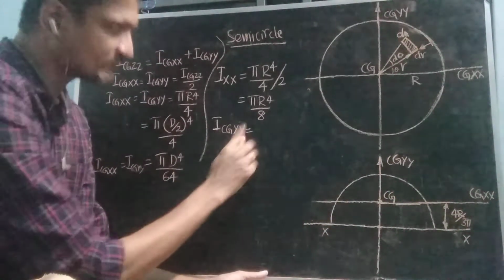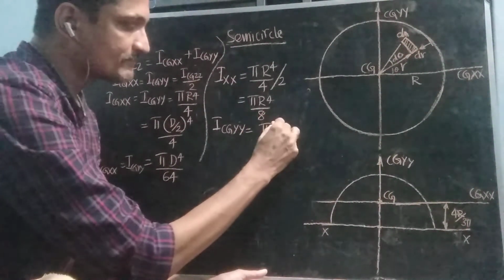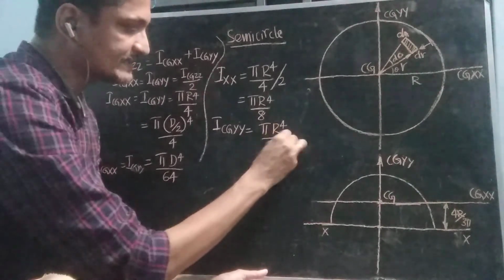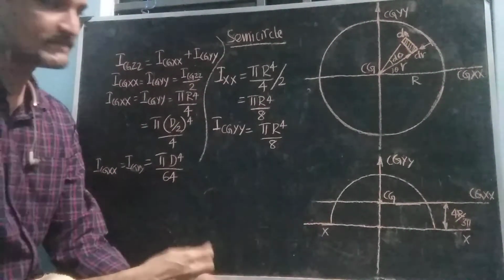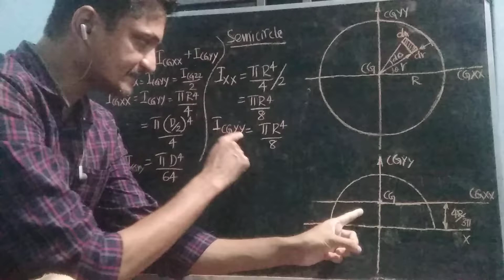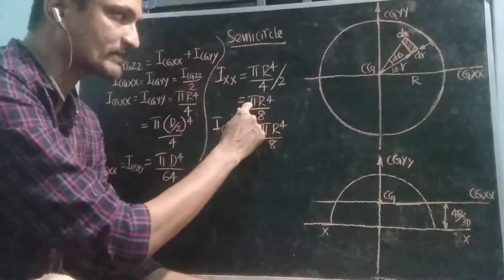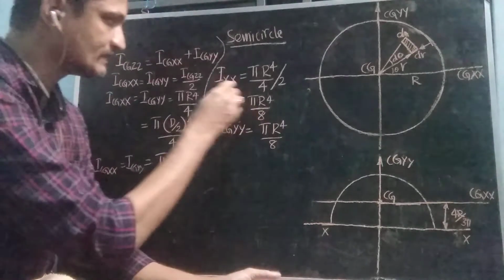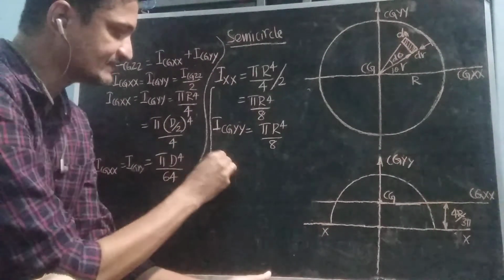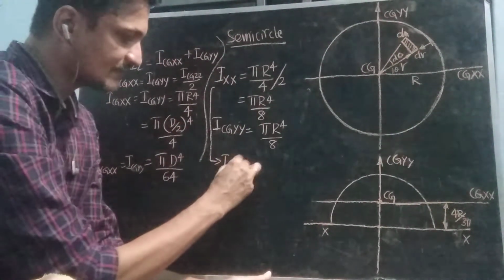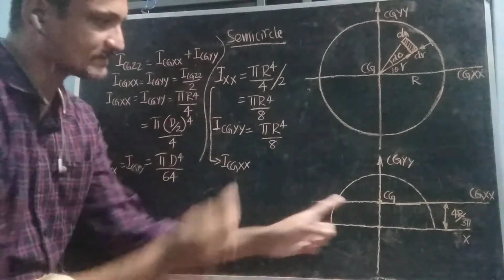Then ICGYY is equal to pi r raised to 4 by 8. In the case of semicircle, ICGYY is equal to pi r raised to 4 by 8 and Ixx is equal to pi r raised to 4 by 8. Then we must find out ICGxx in the case of semicircle.